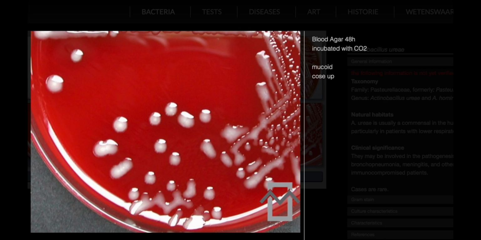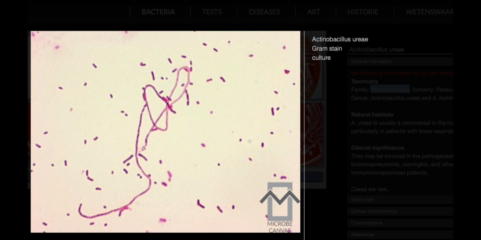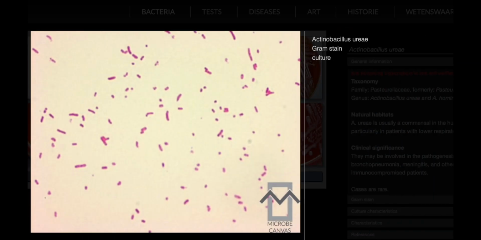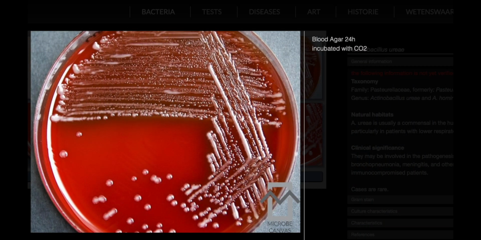Culture characteristics. Actinobacillus ureae is a facultative anaerobe, meaning it can grow with or without oxygen, but its growth is enhanced in the presence of 5 to 10% CO2. On blood agar, BA, colonies exhibit diverse morphologies, appearing either smooth or rough, and are characteristically viscous and adherent to the agar surface. These colonies typically reach a size of approximately 2 mm after 24 hours of incubation.